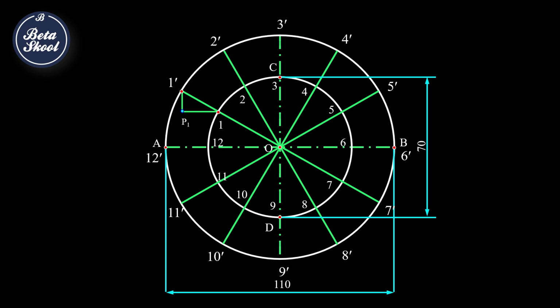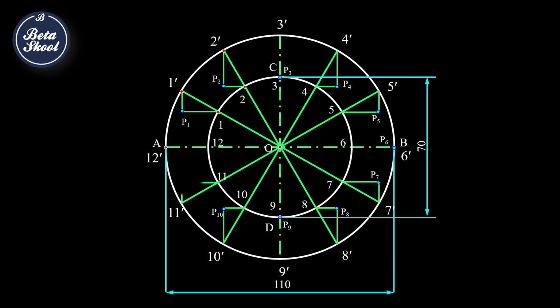Repeat the same process for the other points. From point 2', draw a vertical line, and from point 2, draw a horizontal line. Where they intersect, mark it as point P2. Do the same for 3' with 3, 4' with 4, and so on. Each intersection gives you new points on the ellipse.